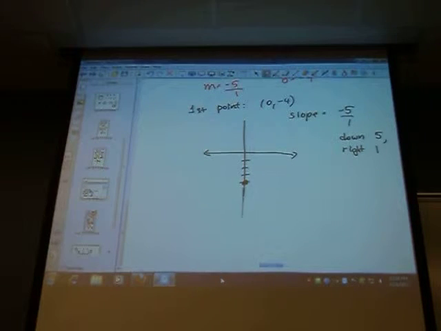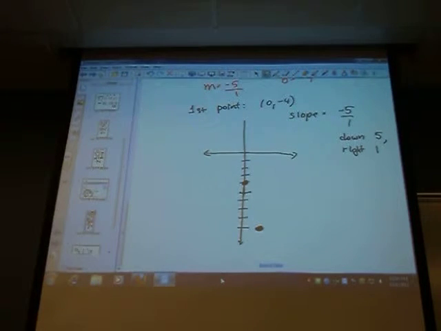So from my y-intercept, anybody guilty of starting over? I see that all the time. Do not start over because you're already on a point. From that point, go from there. Alright? So from (0, -4), I want to go down 5: 1, 2, 3, 4, 5. And right 1. And make my second point.